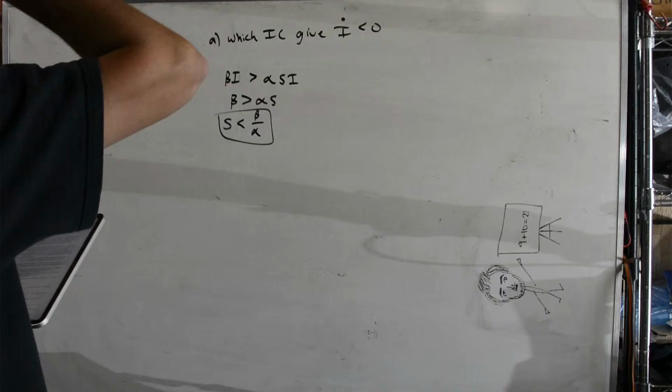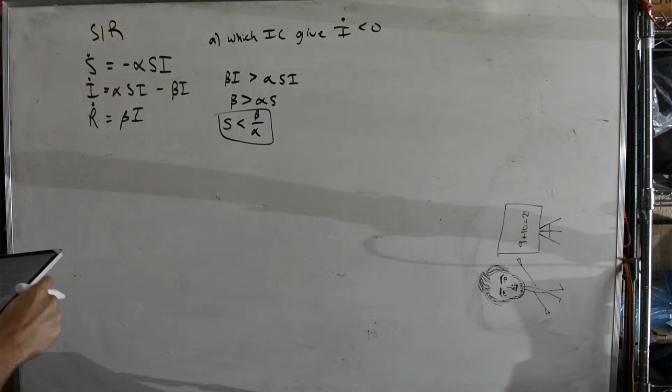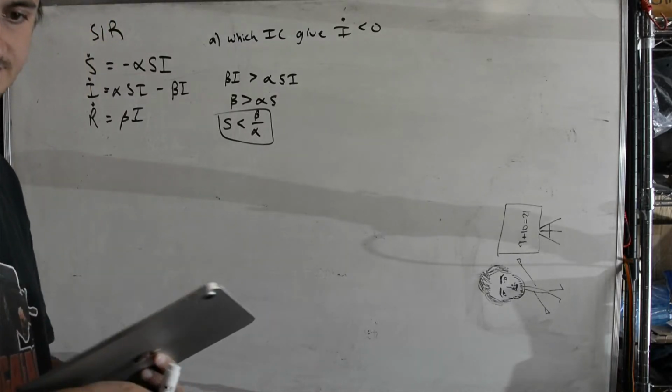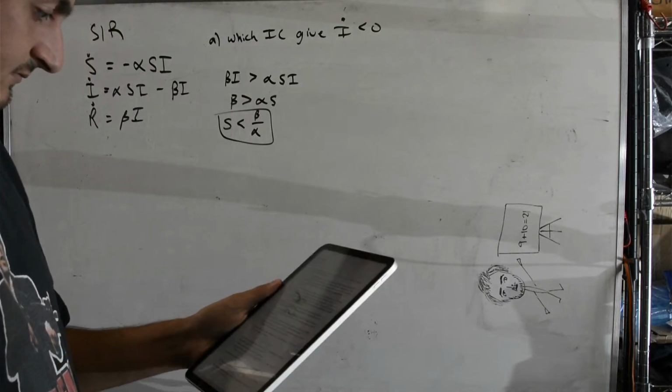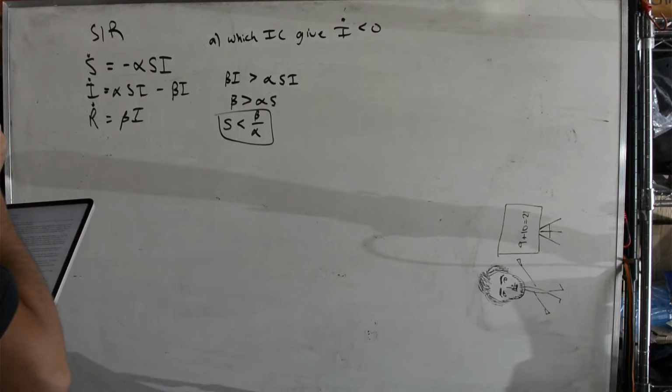Okay, then part B says for given values of alpha and beta, what fraction of a population must be vaccinated before a disease arrives in order to prevent an epidemic? Which fraction?